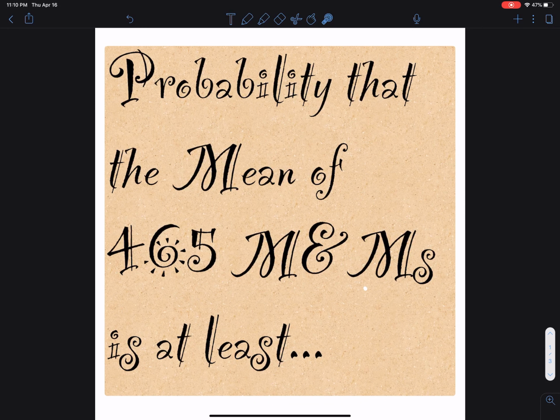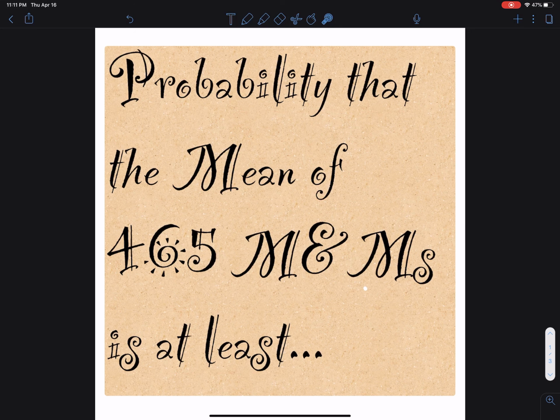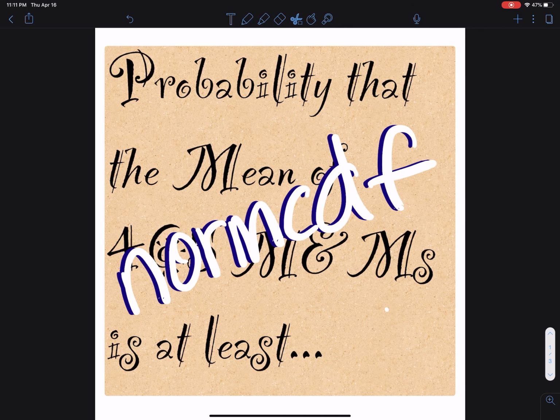Alright, so I want to talk about the probability that the mean of 465 M&Ms is at least a given value, which I'm going to show you. And we're going to be doing this on a TI-84 using norm CDF. Alright, so let's get to it.